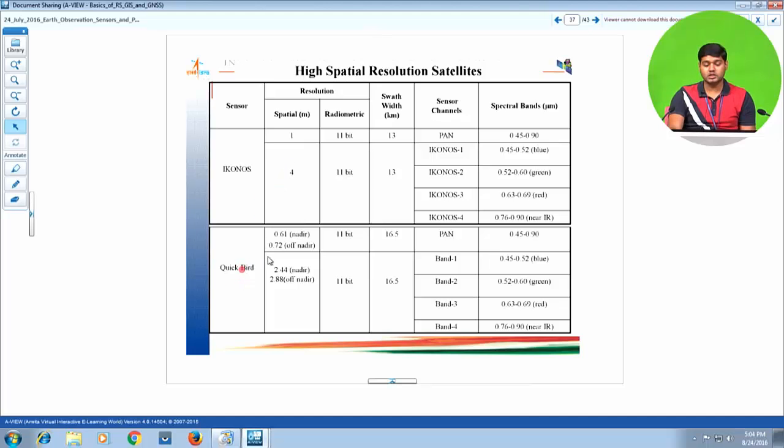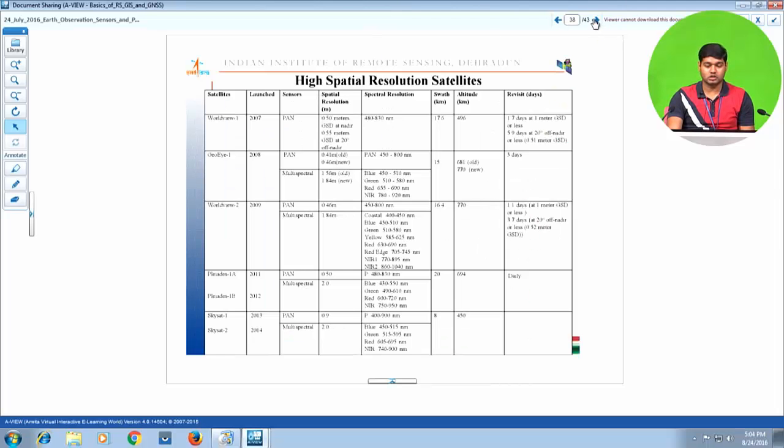Then there are QuickBird sensor datasets, that is 0.61 meter with nadir viewing. Off nadir means if you tilt the sensor and view the area, then the spatial resolution is reduced to 0.72 meter. For multispectral it was 2.44 meter and off nadir it is 2.88 meters, and the spectral bands are similar to your Ikonos satellite.